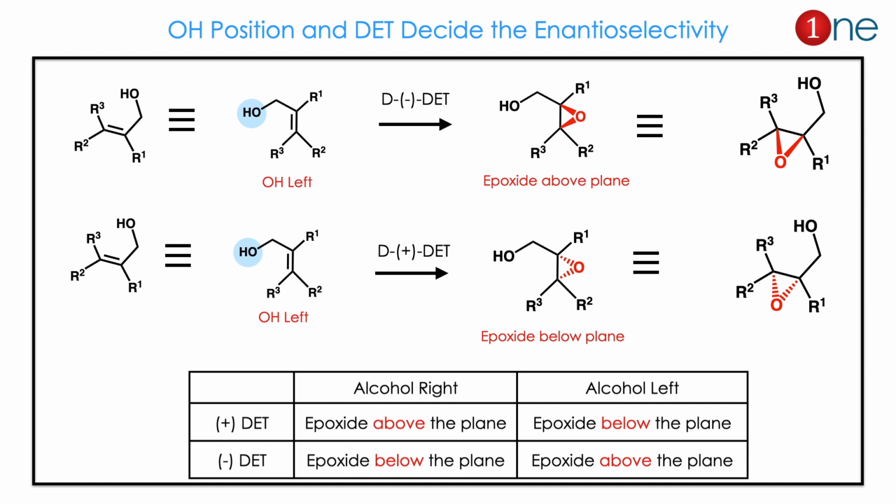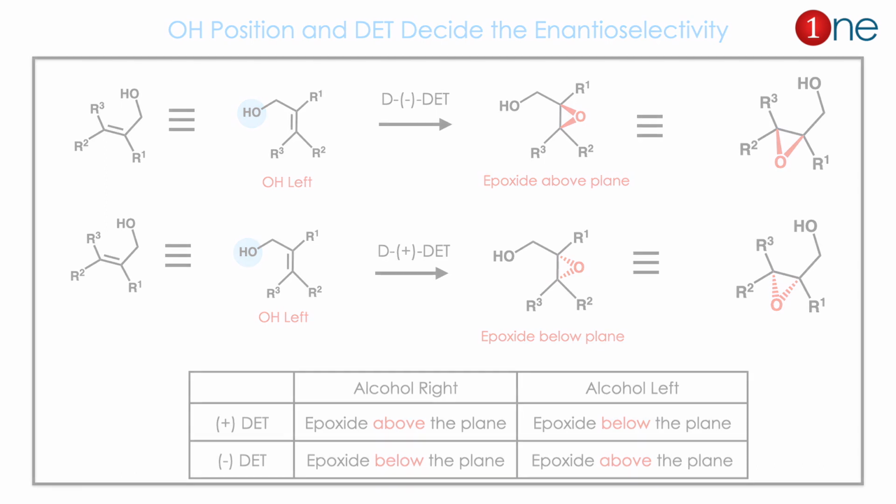So let us learn from the first and second examples. First example, the double bond is not vertical. You bring the double bond vertical. So the OH is on the left side. You are using minus DET. So minus DET with left side means above the plane. Then you have the next example. Again you have to bring the double bond vertical. You have left side OH and you have plus DET. From the table you can find the epoxide is below the plane. So OH position and DET decide the enantiomer selectivity.